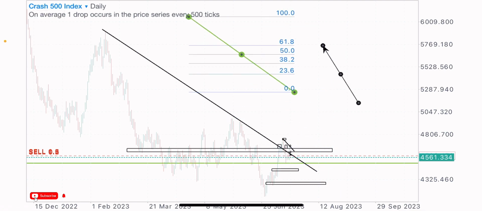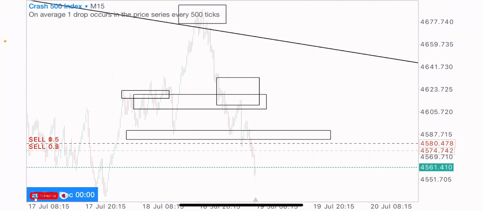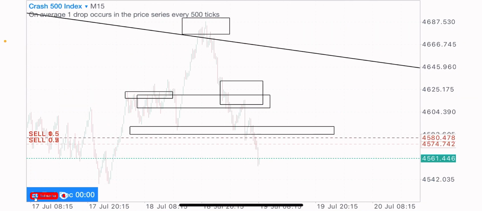So I matched up these levels, I identified this market structure, worked with market price action, and we're moving nicely, in good profits, as you can see at this point. So that's how I was able to take the sells on this index.